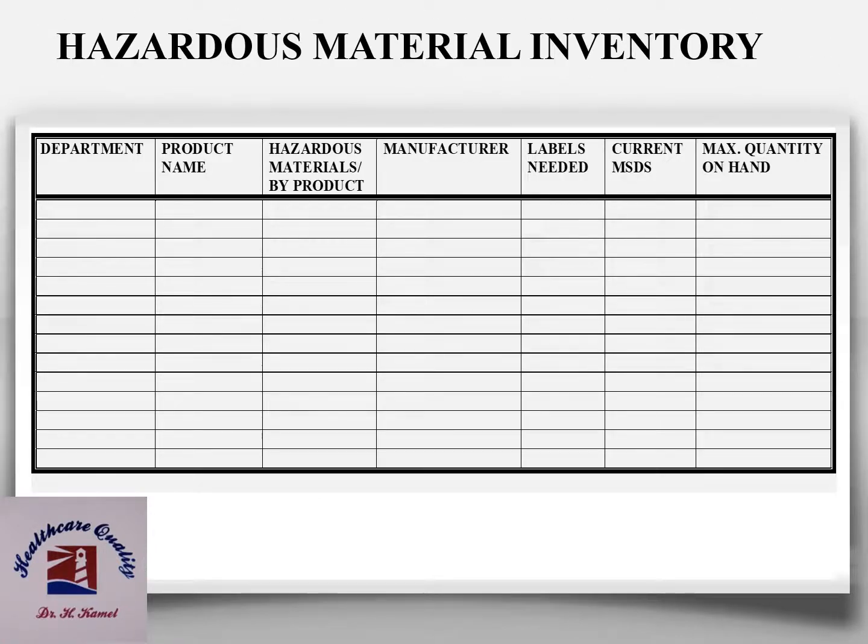Here is an example of a hazardous material inventory, where we find the name of the department, the name of the product, hazardous materials found in this product, manufacturer, labels needed, current MSDS, and the maximum quantity on hand.